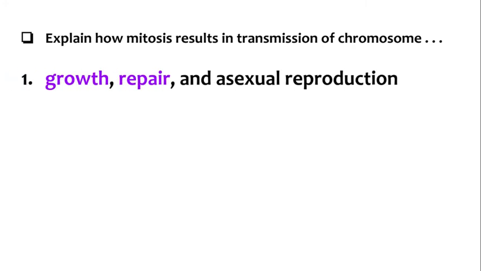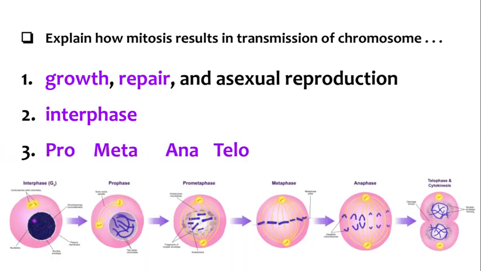Next objective, explain how mitosis results in the transmission of chromosomes from one generation to the next. Well, mitosis plays a role in growth, repair, and asexual reproduction. You could have had the order of these reversed. 2, mitosis alternates with interphase in the cell cycle. And 3, mitosis occurs in a series of sequential steps called prophase, metaphase, anaphase, and telophase.